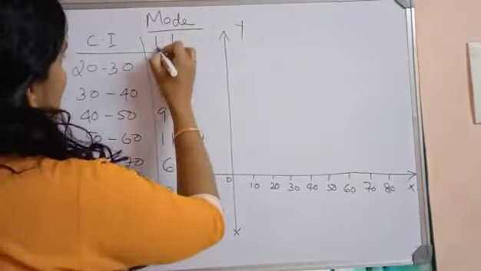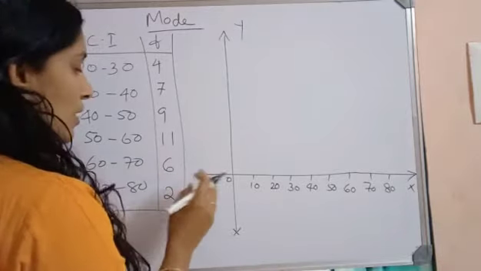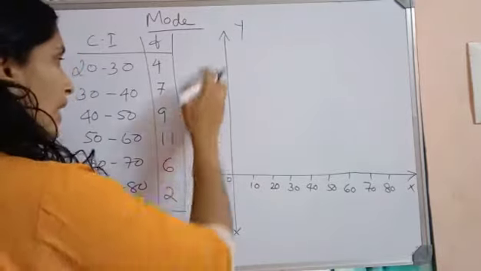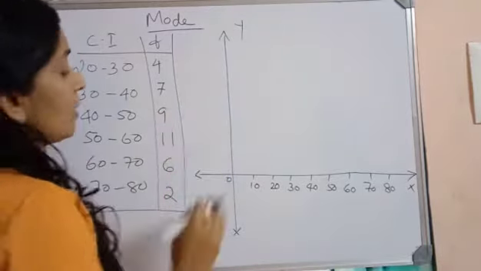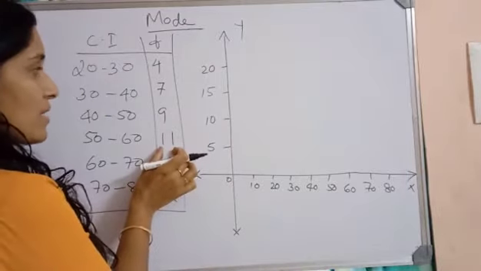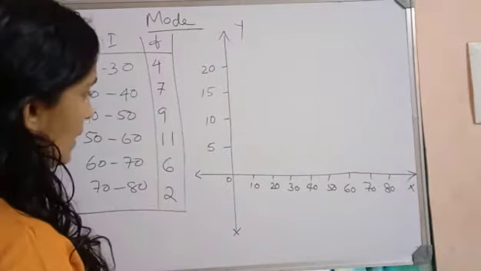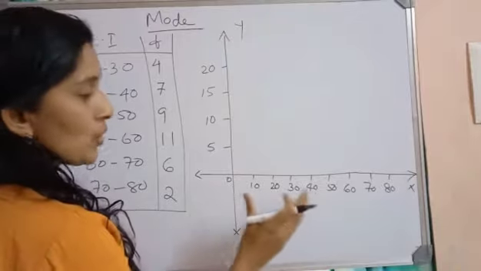And here you can write the frequencies. This is the frequency axis. You can take it as 5, 10, 15, 20 or 2, 4, 6, 8 as per the frequencies given. If smaller frequencies are given, you can go with 2, 4, 6, 8 or 5, 10, 15. Or if the frequencies are in a bigger range, you can take bigger values. So we'll consider 5, 10, 15, 20. Our maximum frequency is 11, so we can write only up to 20. Now let's draw the histogram.